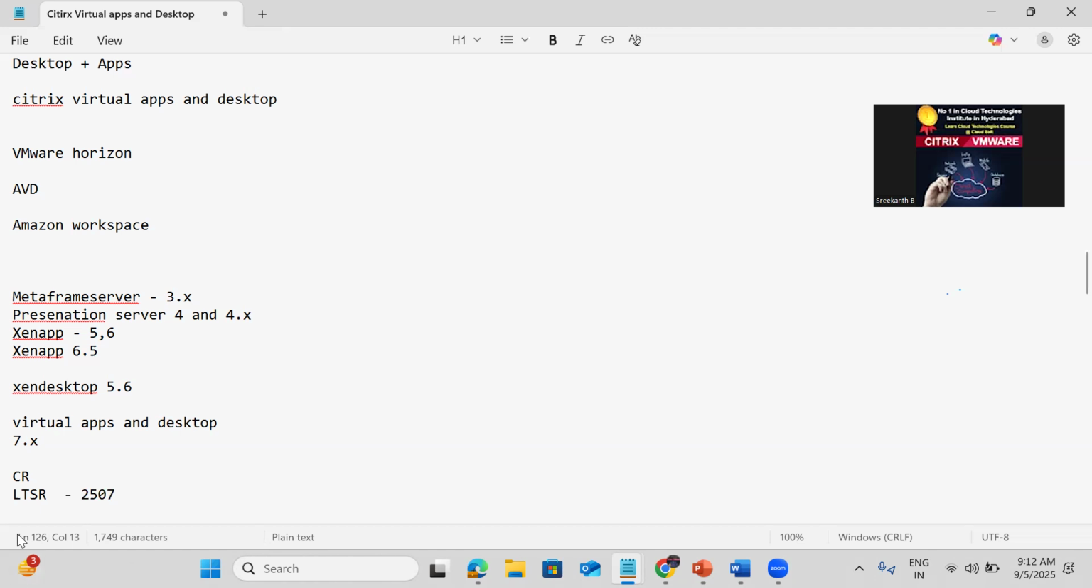In the 7 itself, these are all 7.6, 7.15, 7.19. Now we have LTSR 2507, or we can call that 7 2507. So what is the difference? The current release may not be supported for a longer period. End of life may be declared at any point of time.